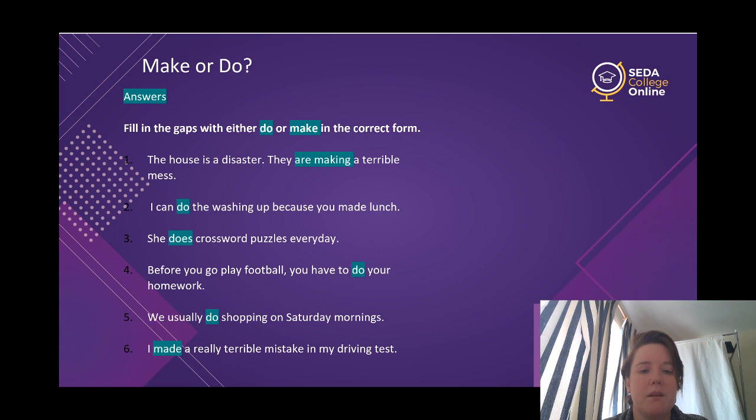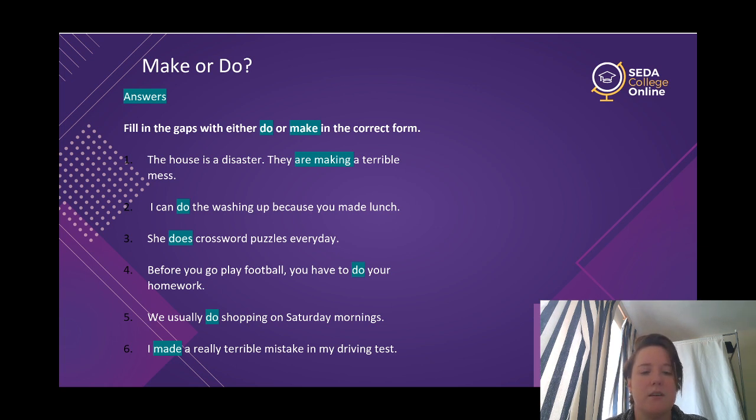Number 4, before you go play football, you have to do your homework. Again, it's in the present, so you do your homework. Number 5, we usually do shopping on Saturday mornings. You do shopping, guys, do shopping. This is the present simple because we're using usually. It's something we do. It's not a daily activity, it's a weekly activity.